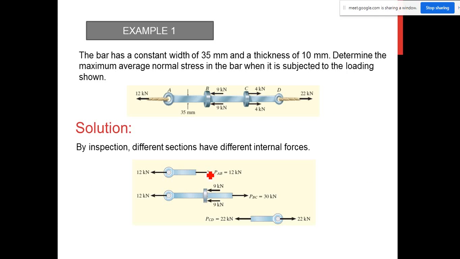All right, so let's try one example here. The simplest example. Let me read the question.